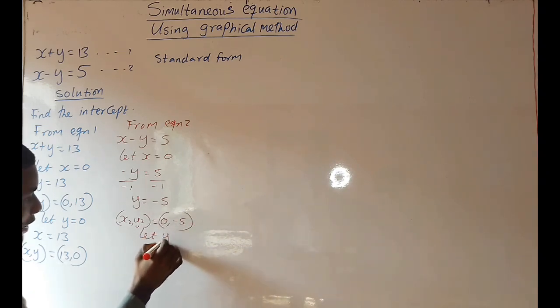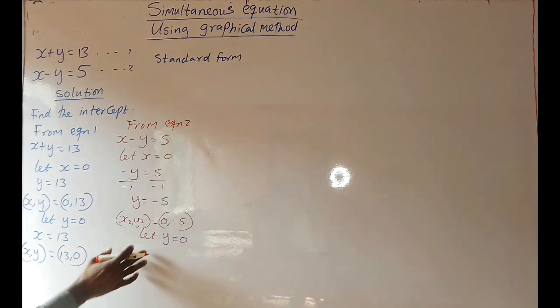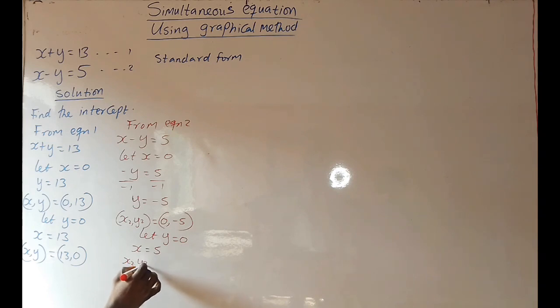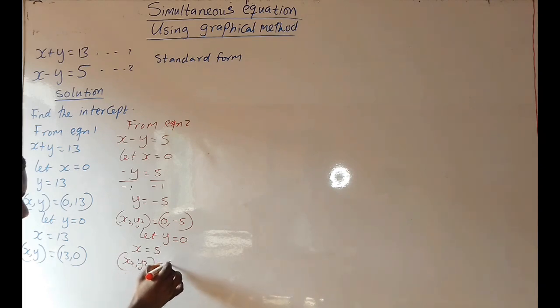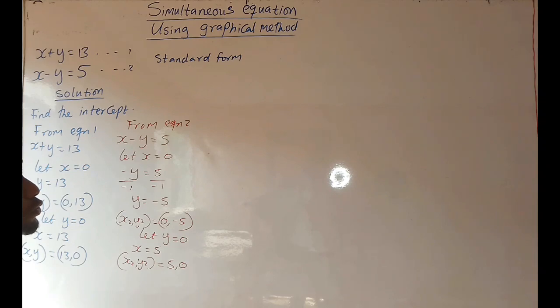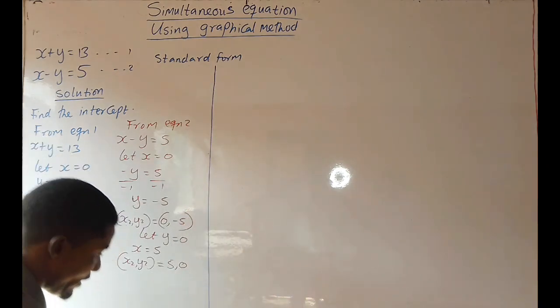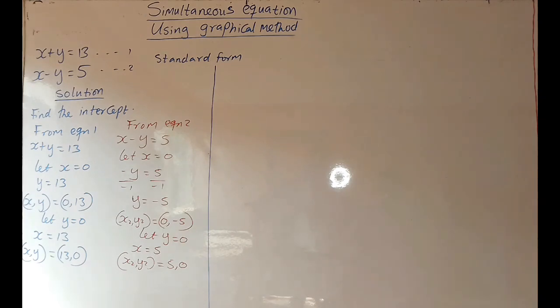Now, let y be equal to 0. When my y is equal to 0, then my x is equal to 5. Now, my x2, y2 will be equal to 5, 0. Now that we've already found the intercept of the two equations, the next thing we need to do is to plot the graph of this equation to find the value for x and y.